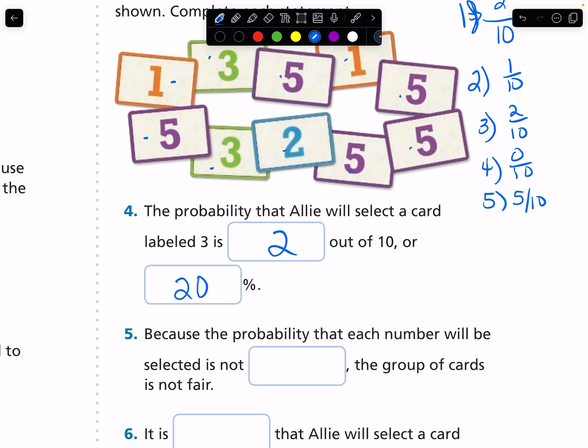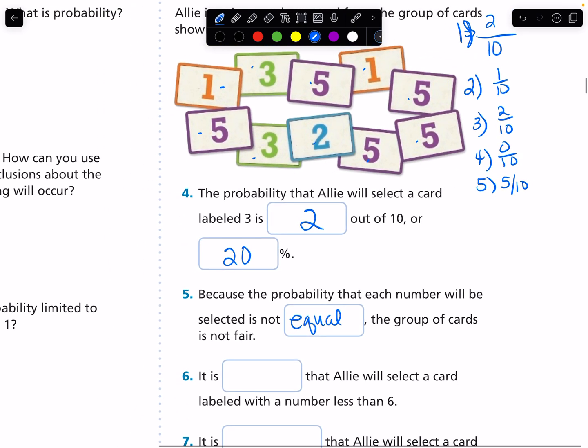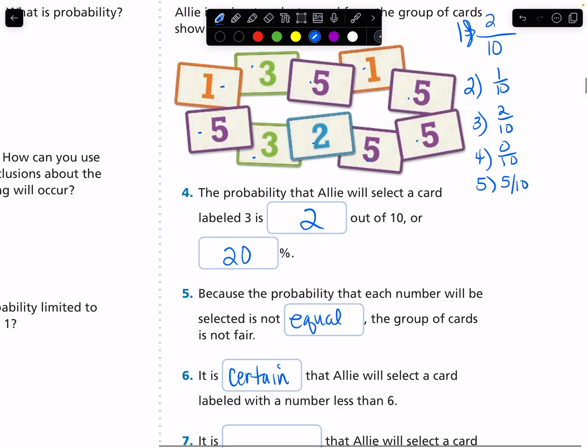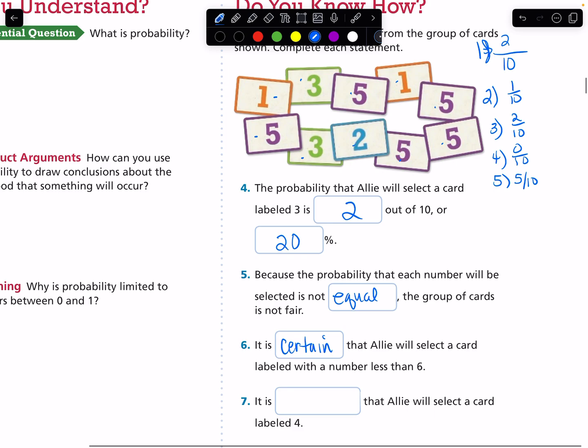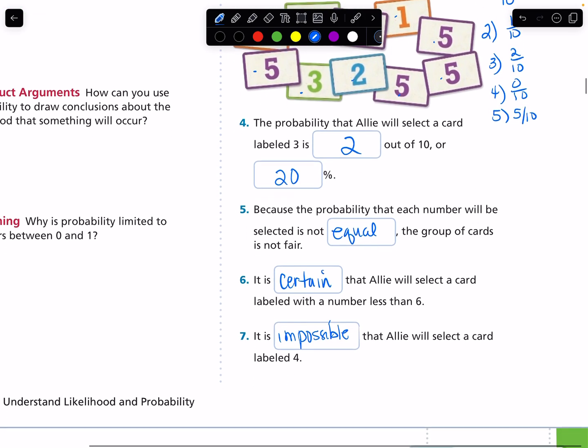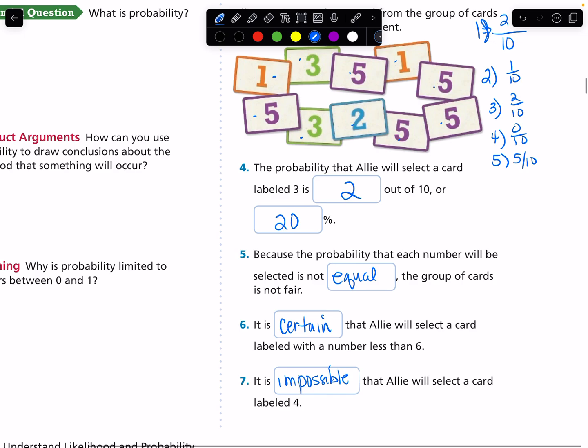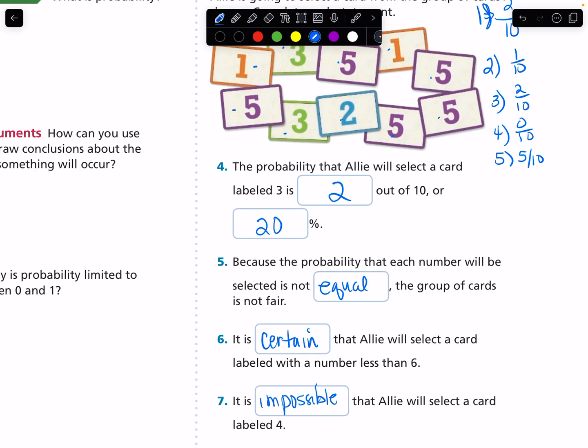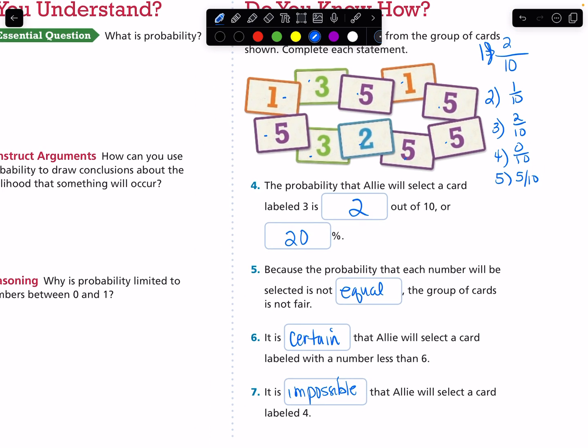Because the probability that each number will be selected is not equal, the group of cards is not fair. It is certain that Allie will select a card labeled with a number less than 6. It is impossible that Allie will select a card labeled 4. Okay, now you are going to have homework, and you are going to look at me or the board, and we will discuss what that is.